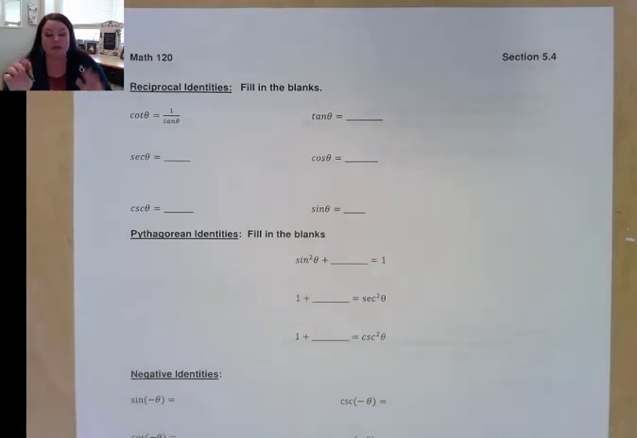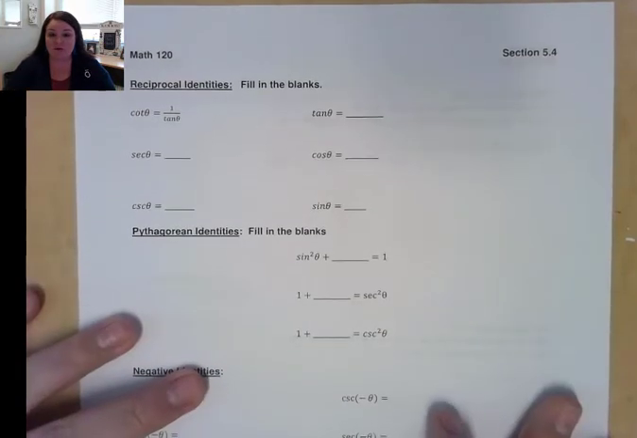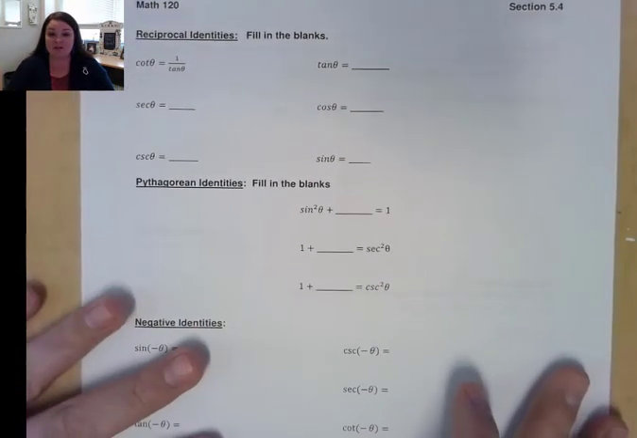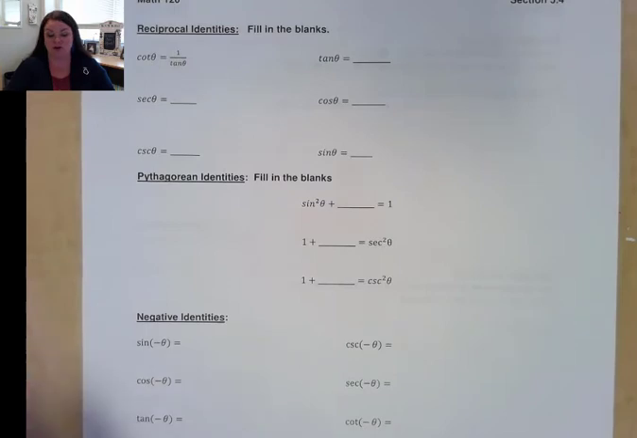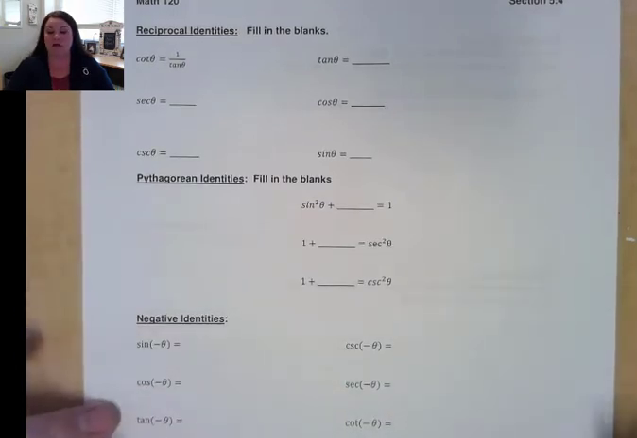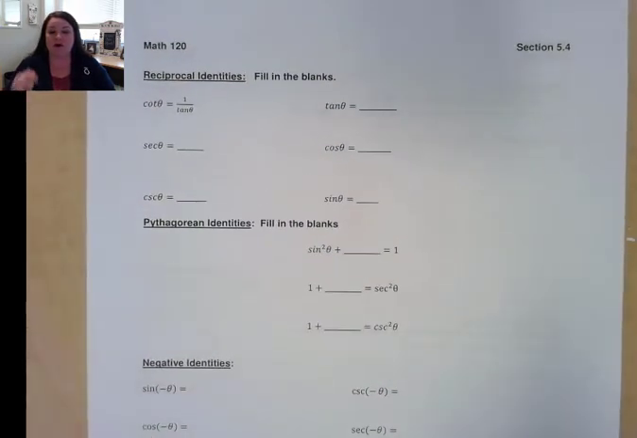Okay, but before we get into that, go ahead and pause the video and fill out all of the identities that we have done so far on page 1 here of section 5.4. And then once you get it all filled out, unpause the video so we can see how you did.